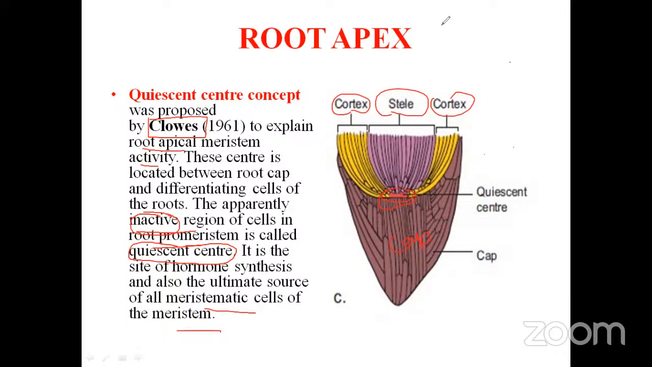According to Clowes, the cells of the quiescent center are inactive because of their position in the apical meristem and not due to any inherent inability to undergo division. Right, this is about the quiescent center. The quiescent center is also important for short answers. This is very, very important for short answers.